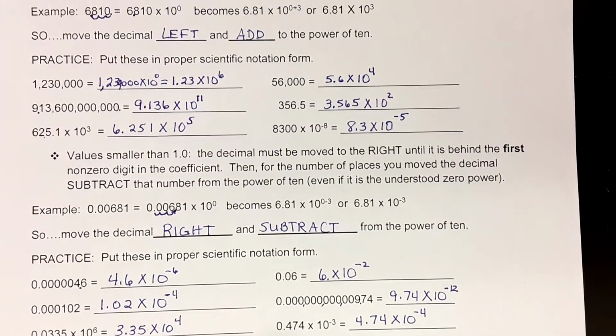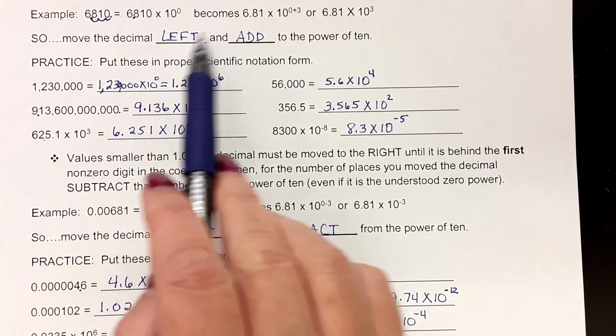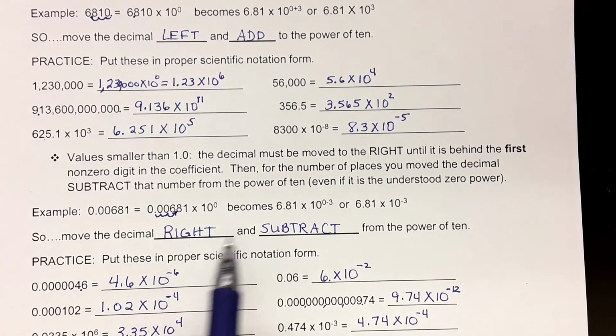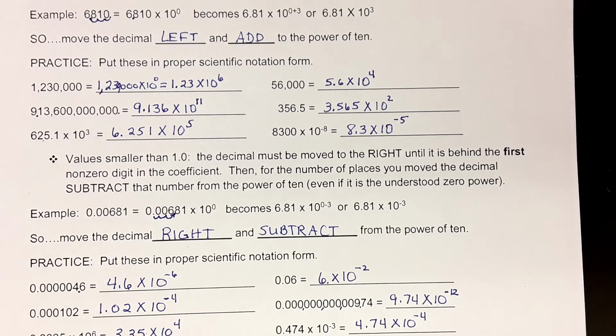What's a good way to remember what you do? Well, left and add go together because they're the small words. Right and subtract go together because they're the 2 larger words, if that helps you remember. Left add, right subtract. Okay?